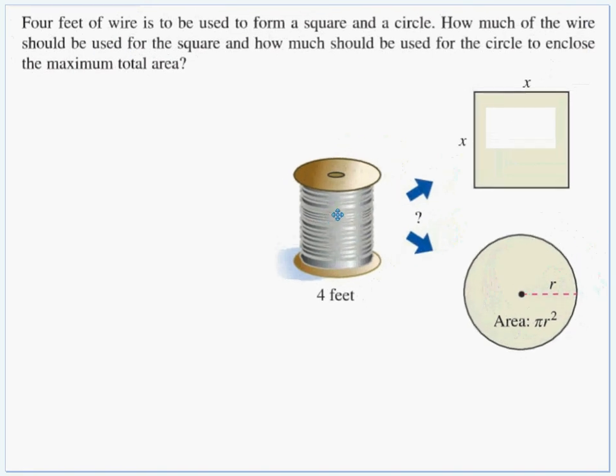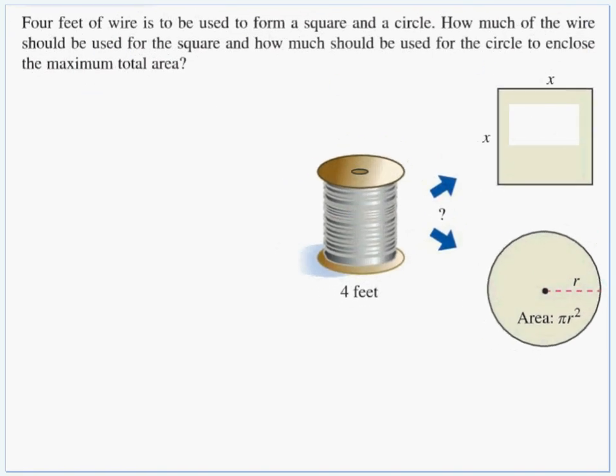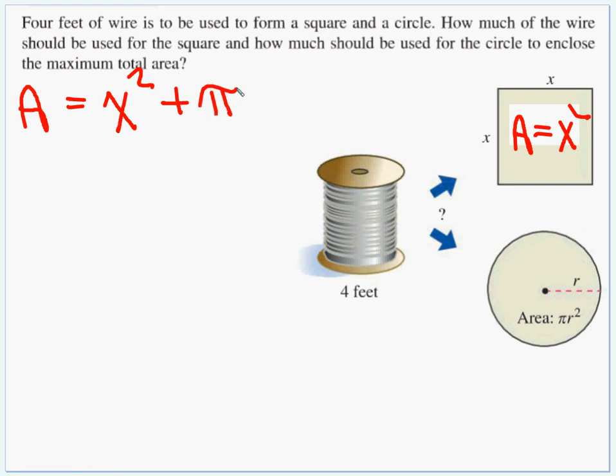So our primary equation is going to be about area. The total area is the area of the square plus the area of the circle. Let's go over here to our picture. What is the area of this square? Well, side is x, area is x squared. Plus we're going to add to that the area of the circle. What is the area of a circle? Pi r squared.